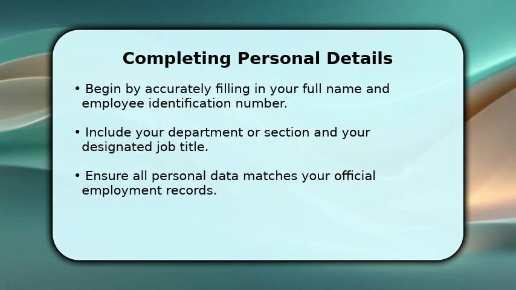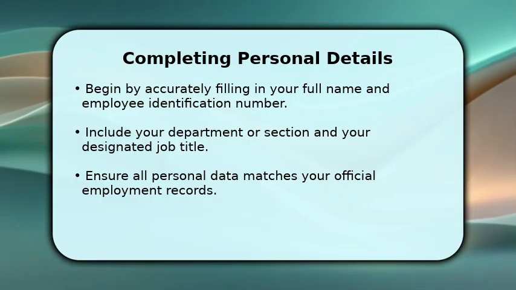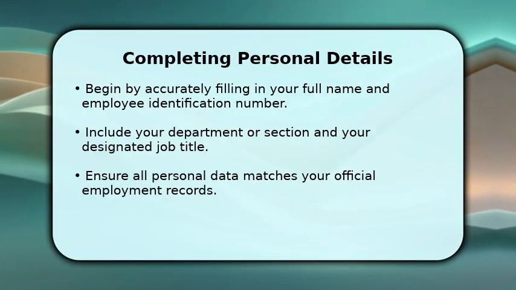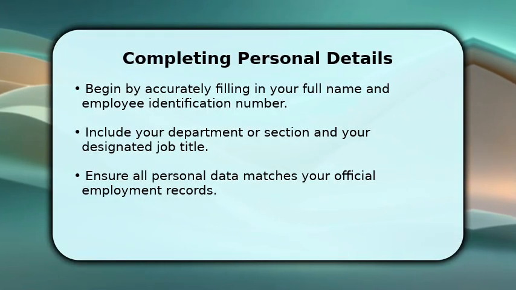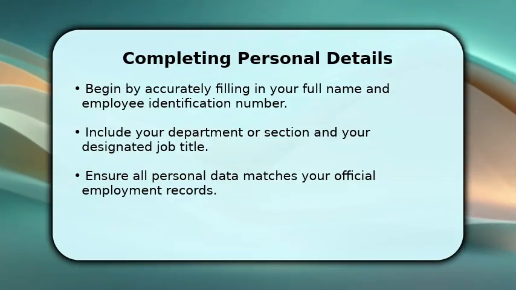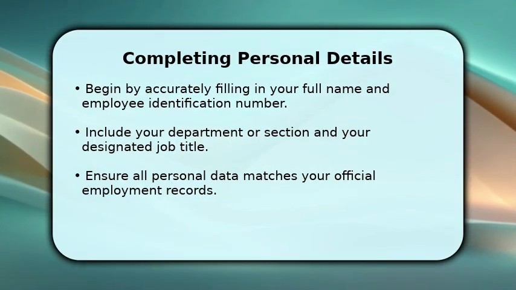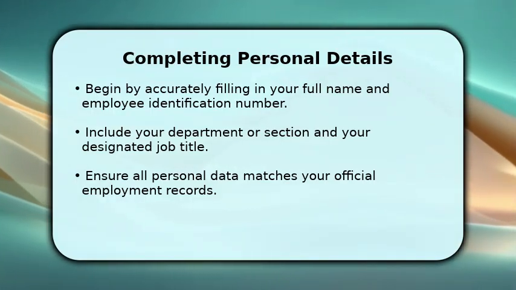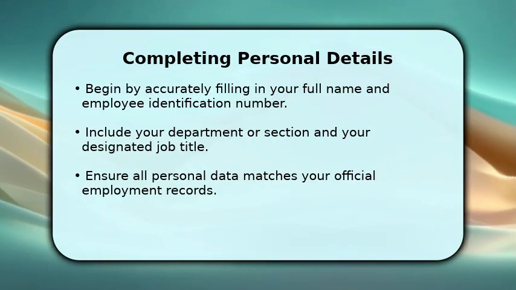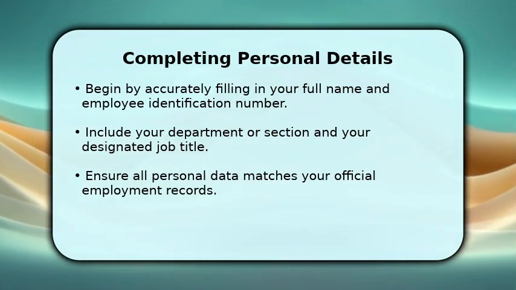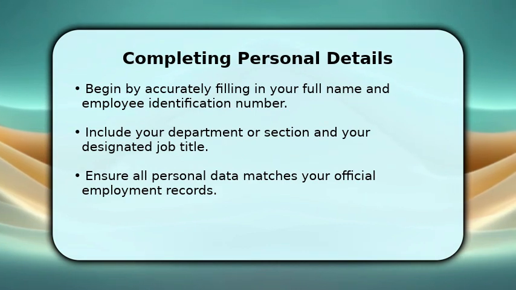Next, let's focus on the personal information section. It's vital to accurately enter your full name and employee identification number at the top of the form. Double-check that your department, section, and job title are also correctly recorded. This information helps to identify you uniquely and ensures your time is attributed to the correct team and role. Taking a moment to verify these details prevents common errors later on.